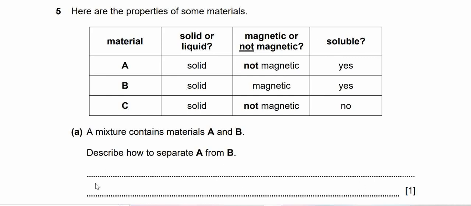9, 1. Right, let's open up the answer, guys. Okay, for A and B, the difference is A is not magnetic, B is magnetic, so we can separate them using a magnet. Let's see the pictures.